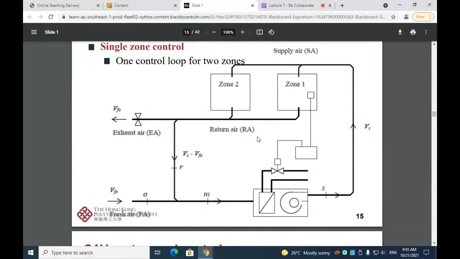Single zone control stands for one control loop for two zones. As illustrated in this schematic here, we have zone number 1, zone number 2. The two zones might have different SHR ratio. However, only one zone is connected with a thermostat, and the thermostat will further control the flow rate of the coil.